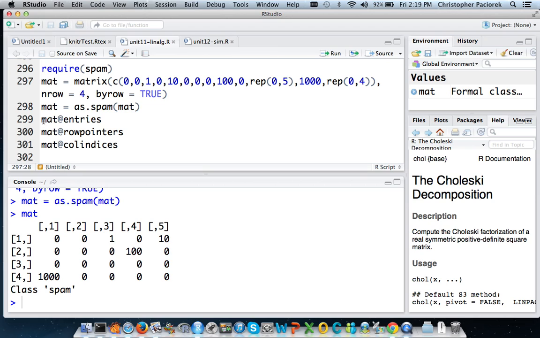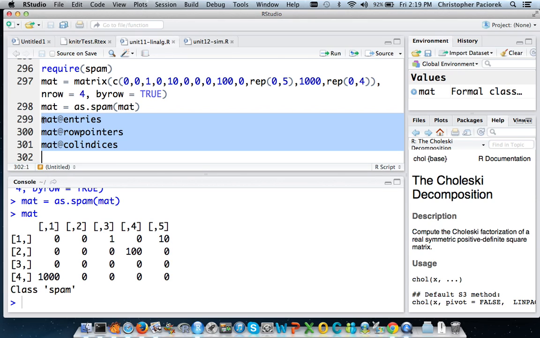But the other neat thing is this is an S4 object, and so we can look into the fields of the S4 object with the @ symbol instead of the $ sign, since this is S4 instead of S3. And so what you'll see is that the elements of this spam object are the entries, which is exactly the first vector over there. And then the column indices, which is exactly one of those vectors over there, saying what's the column position of each of the values. And then something slightly different, which is something called row pointers.